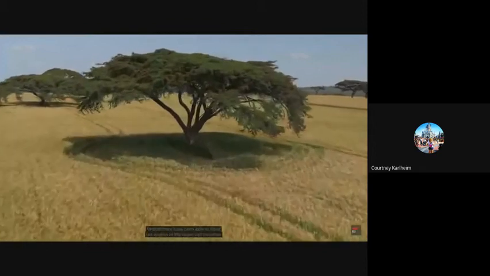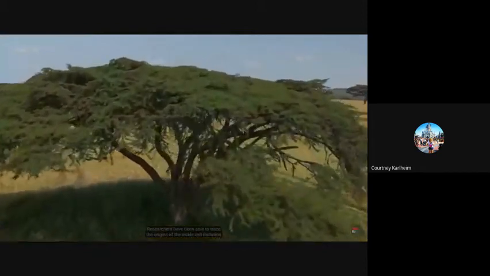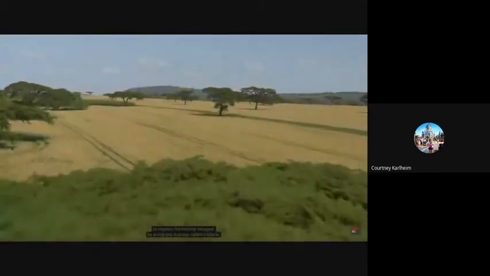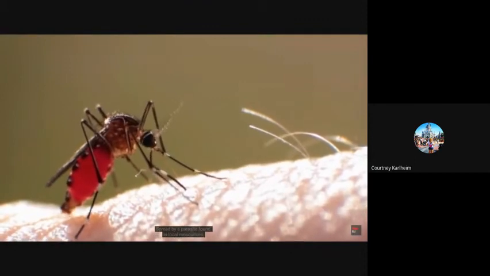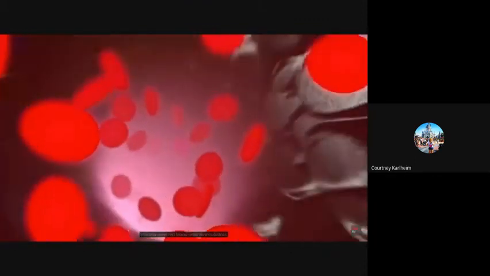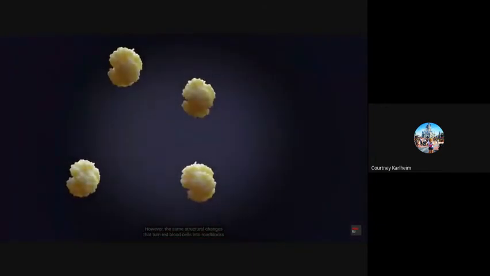Researchers have been able to trace the origins of the sickle cell mutation to regions historically ravaged by a tropical disease called malaria. Spread by a parasite found in local mosquitoes, malaria uses red blood cells as incubators to spread quickly and lethally through the bloodstream. However, the same structural changes that turn red blood cells into roadblocks also make them more resistant to malaria.